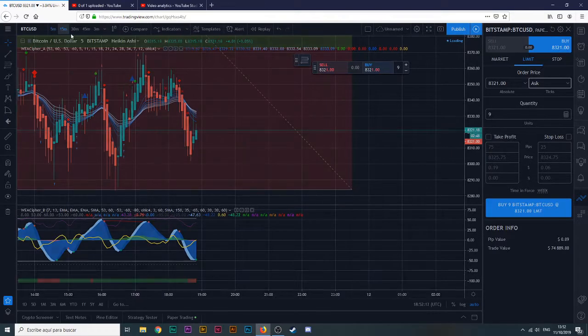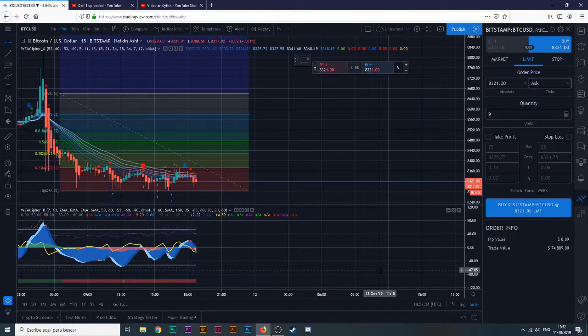Let's look at the 15-minute chart. We don't have confirmation for this DWAP. It has not reached the 0 line. We see that cash flow is negative.